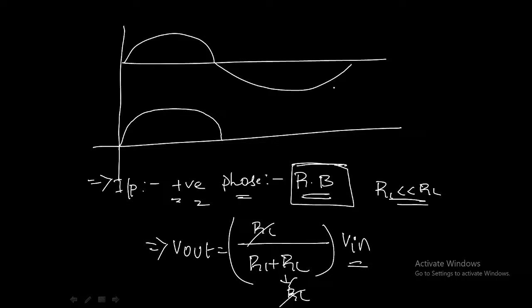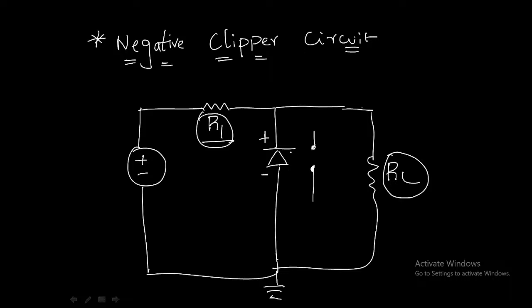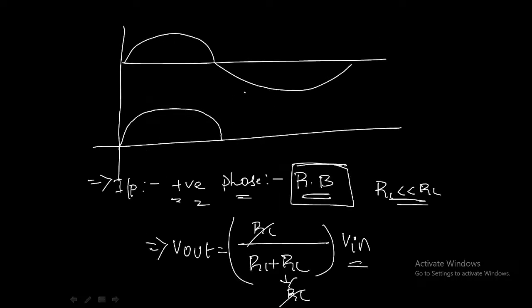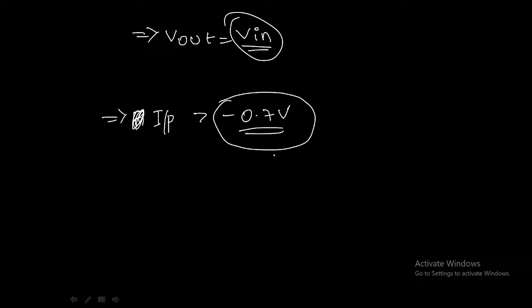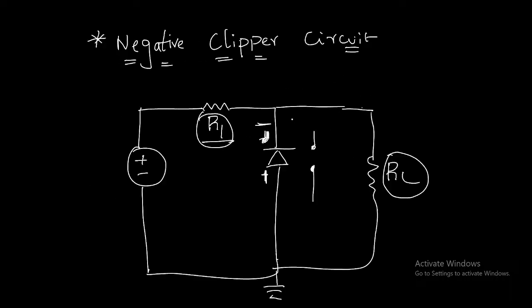If we apply this negative input phase, then the diode will be in forward bias condition. Why? Because here we are applying positive and here we are applying negative. We are applying a negative input voltage, that is, beyond minus 0.7 volts. When the input voltage is less than minus 0.7 volts, the diode will be in forward bias condition.